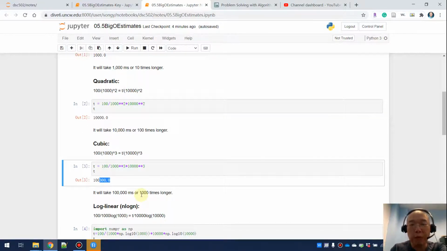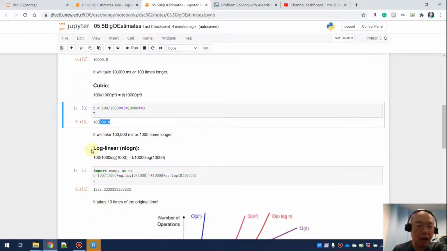You do have to be very careful, because if you have 10 times more of the data, you have to put in 1,000 times of the running time. That's scary, right?